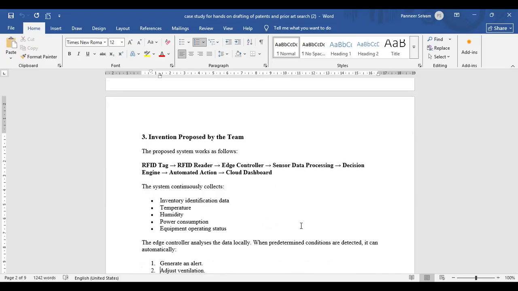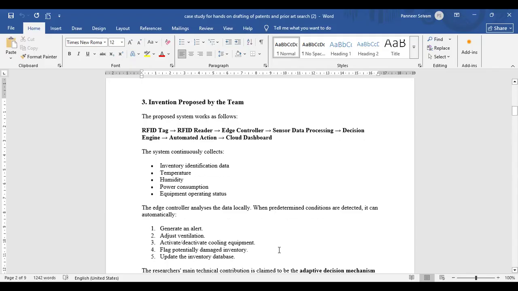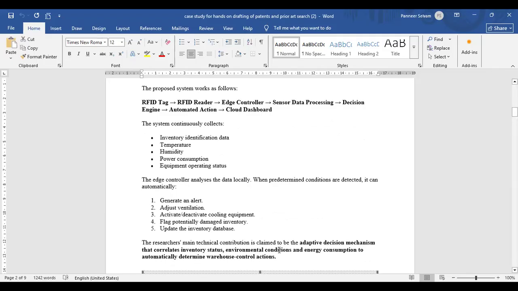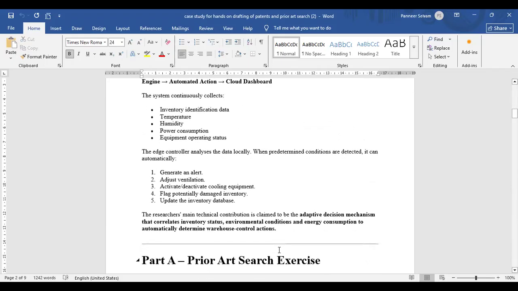The system continuously collects inventory identification data, temperature, humidity, power consumption, and equipment operating status. The important feature is that the edge controller processes the data locally. When predetermined conditions are detected, the system can generate an alert, adjust ventilation, activate or deactivate cooling equipment, identify potentially damaged inventory, and update the inventory database.